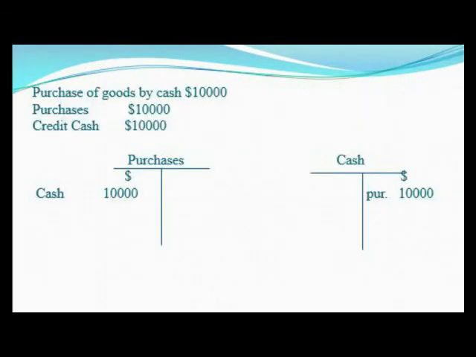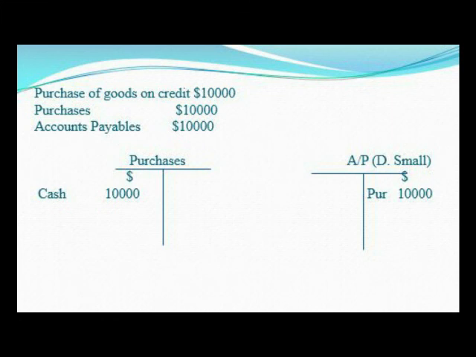Number one, purchase of goods by cash, $10,000. The transaction for this entry will be debit purchases and credit cash, and we will create two accounts, purchases and cash, in front of you. Then purchase of goods on credit, debit purchases, credit accounts payable.